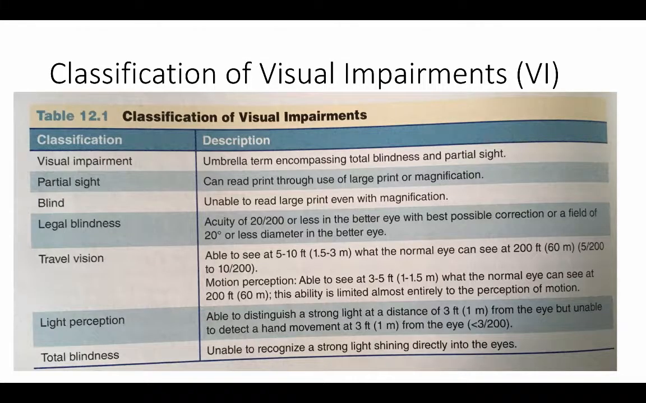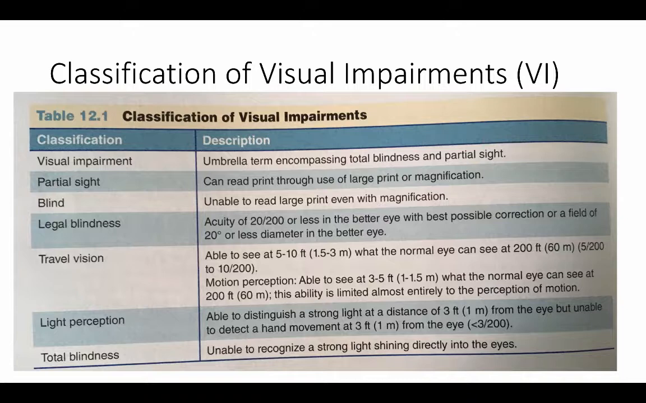In the book, there is a table about the classification of visual impairments. Visual impairment, like we've been learning, is the umbrella term that encompasses both total blindness and visual impairment, which is the preferred language instead of partial sight. But when people talk about partial sight, it means that they are able to read. They probably need some sort of magnification or large print. Blindness is an inability to read large print, even with magnification.